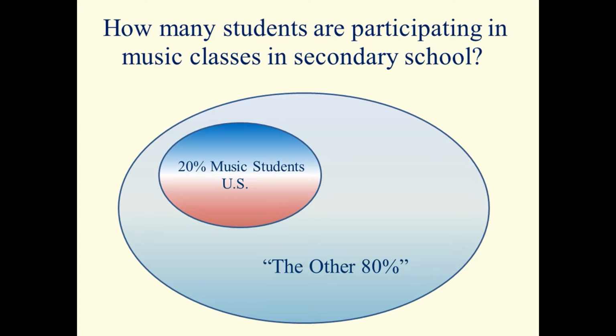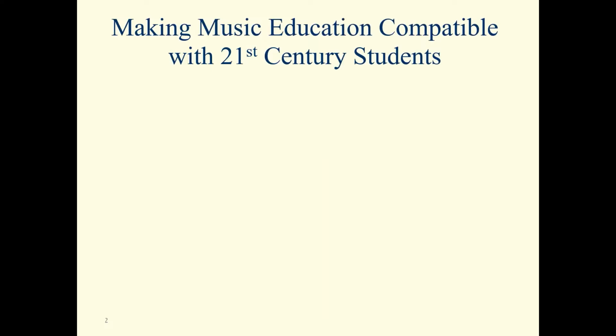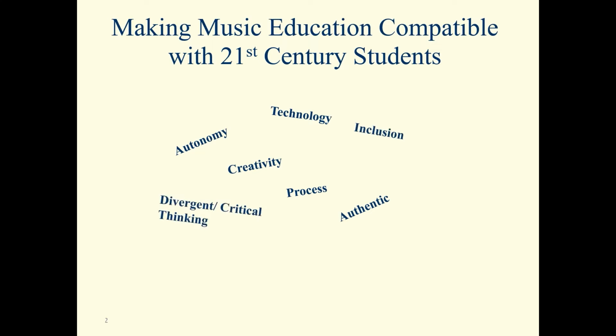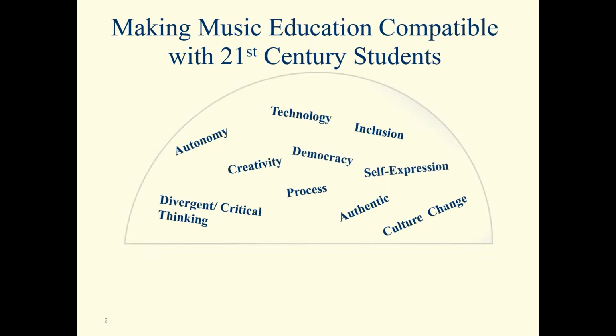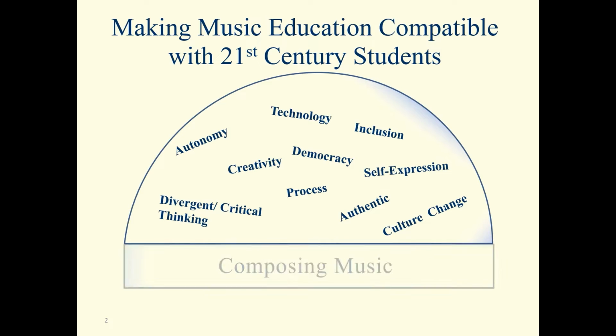How can we adapt our music programs in secondary school to attract teenagers? While trying to adjust music education to be compatible with 21st century students, we're looking at terms such as process, technology, autonomy, creativity, authentic, inclusion, divergent and critical thinking, self-expression, democracy, and culture change. All these can combine in the activity of composing music.